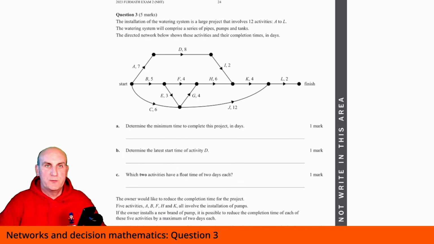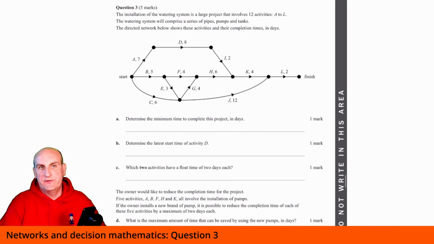The watering system will comprise a series of pipes, pumps, and tanks. The directed network below shows these activities and their completion time in days. Determine the minimum number to complete this project in days. Determine the latest start time of activity D, which would have a float time of 2 days.